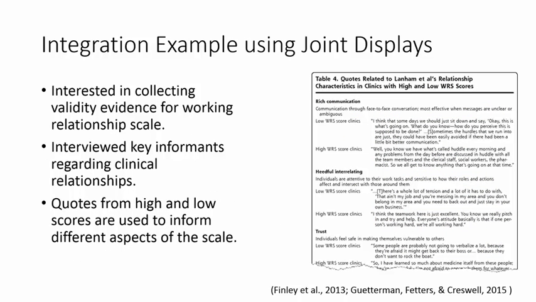In this case, there was a study interested in collecting some validity evidence for a working relationship scale. They interviewed key informants looking at clinical relationships. On the right-hand side, you can see quotes from low scores and high scores, and they're using those quotes to get a better sense of what the instrument is indicating to people. So are people with low scores saying the kinds of things that we would expect them to say, and so forth?